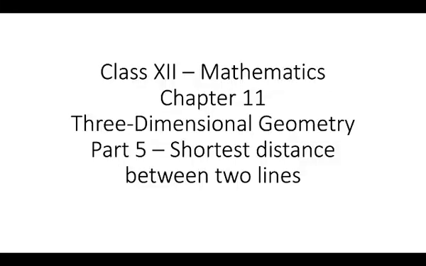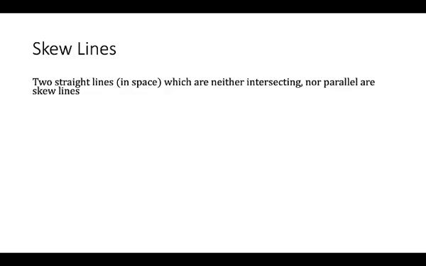Hello students, today in chapter 11, three-dimensional geometry, our topic is shortest distance between two lines. Skew lines: two straight lines which are neither intersecting nor parallel are skew lines. Here L1 and L2 are skew lines.